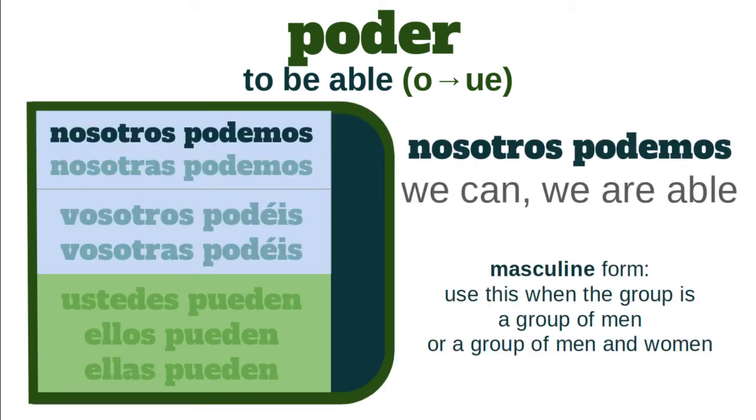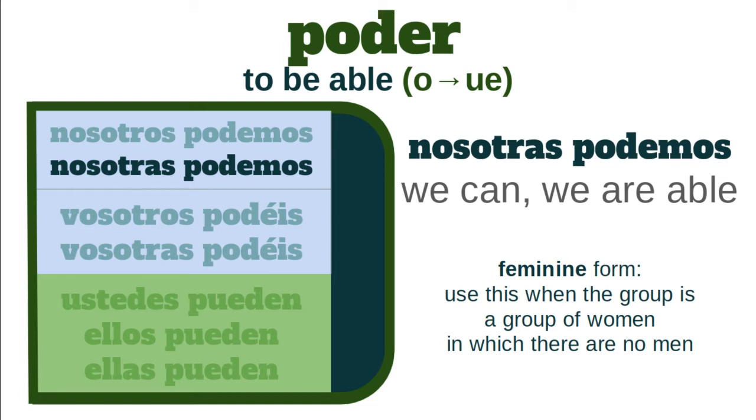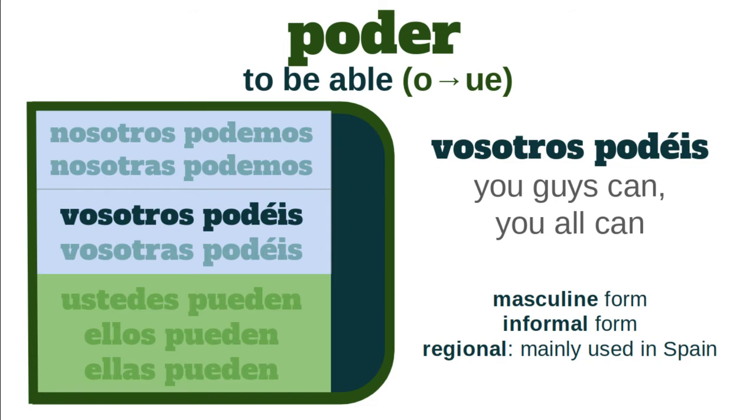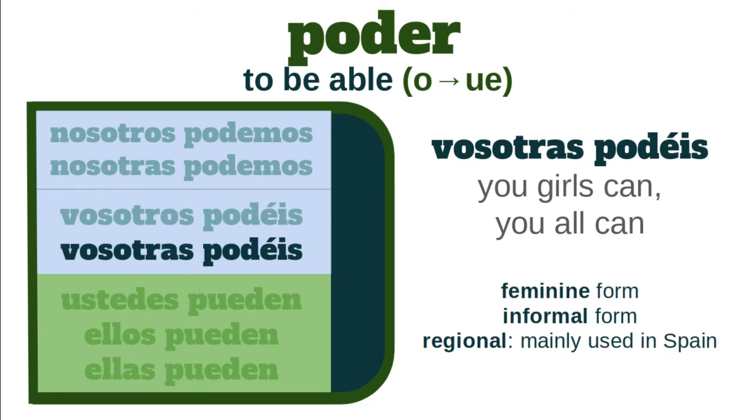Nosotros podemos, we can or we are able. Nosotras podemos means the same thing when we're talking about a group of girls. We can or we are able. Vosotros podéis, you guys can, all of you can. Vosotras podéis, you girls can, all of you girls can.